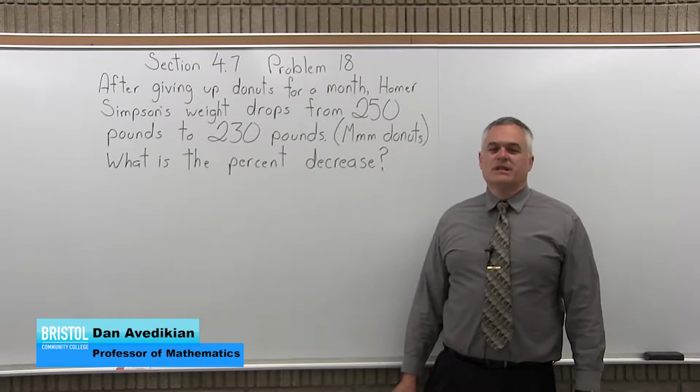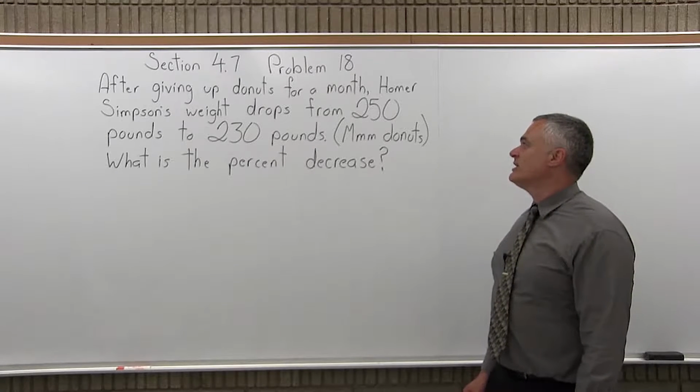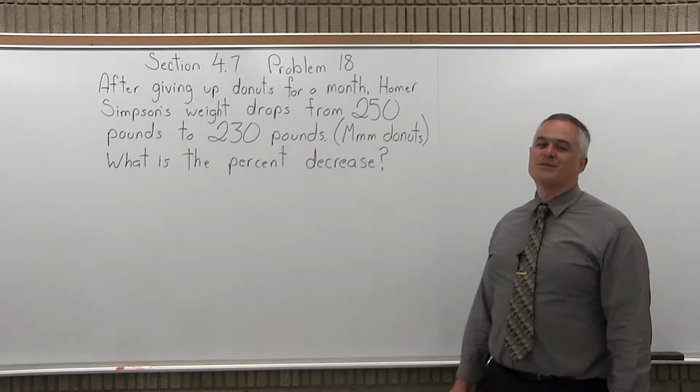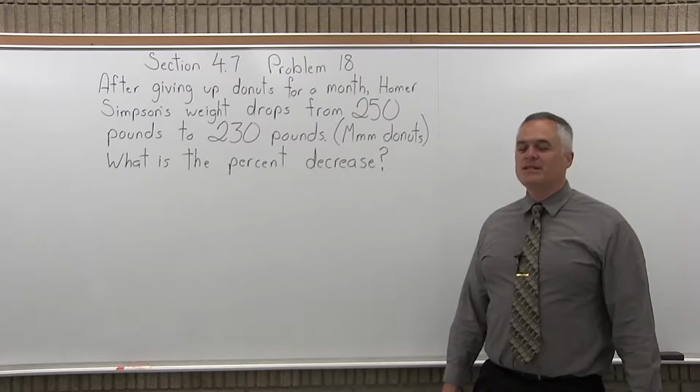This is Section 4.7, Problem 18. It says, after giving up donuts for a month, Homer Simpson's weight drops from 250 pounds to 230 pounds. And as Homer would say, donuts. So what is the percent decrease?